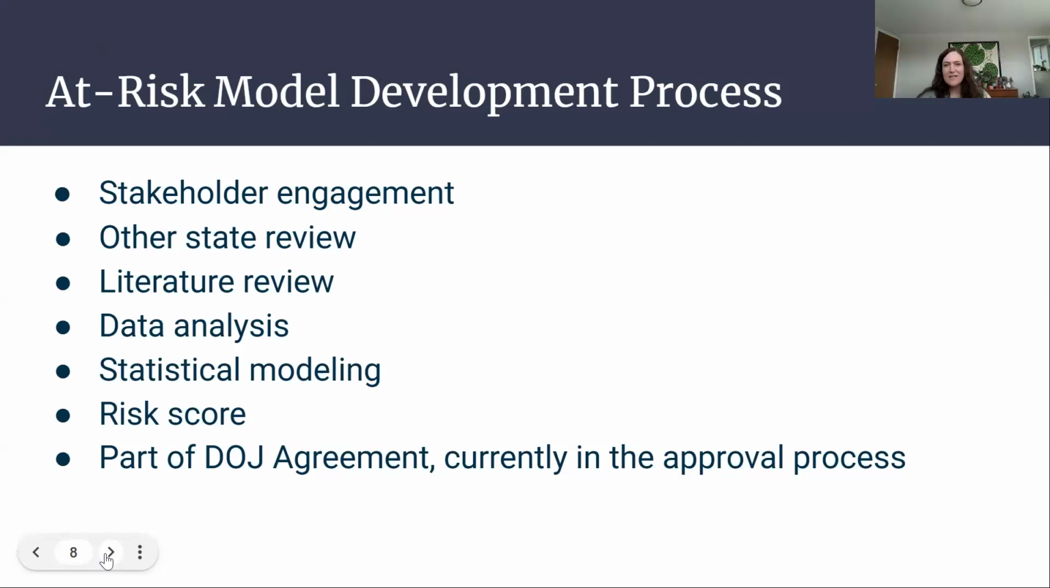Thanks, Victoria. Hi, everybody. Jill Schnodders, the Compliance and Innovation Division Director. I wanted to talk through how we're identifying individuals for the at-risk list, give you a little bit of a sneak preview, and talk about the process that we've been using. First, I want to note that this methodology and process is part of our Department of Justice agreement. As part of that, this model has to be approved by the monitor and the Department of Justice. We're in that approval process right now.